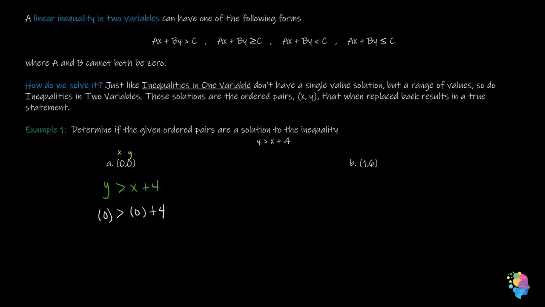If we simplify the left, that is just 0. When we simplify the right, 0 plus 4 will be 4. And the question is, is 0 greater than 4? Well, since 0 is not greater than 4, that is not a true statement. That means that 0, 0 is not a solution to this inequality.